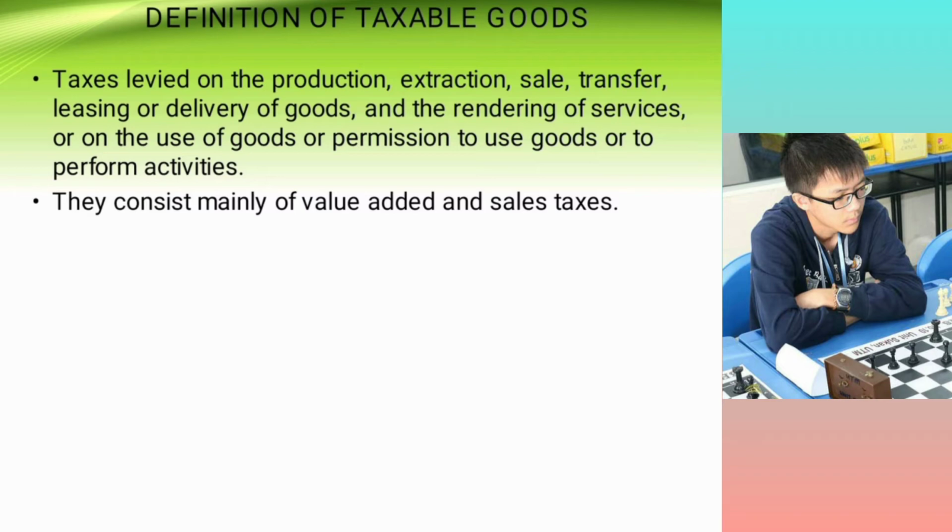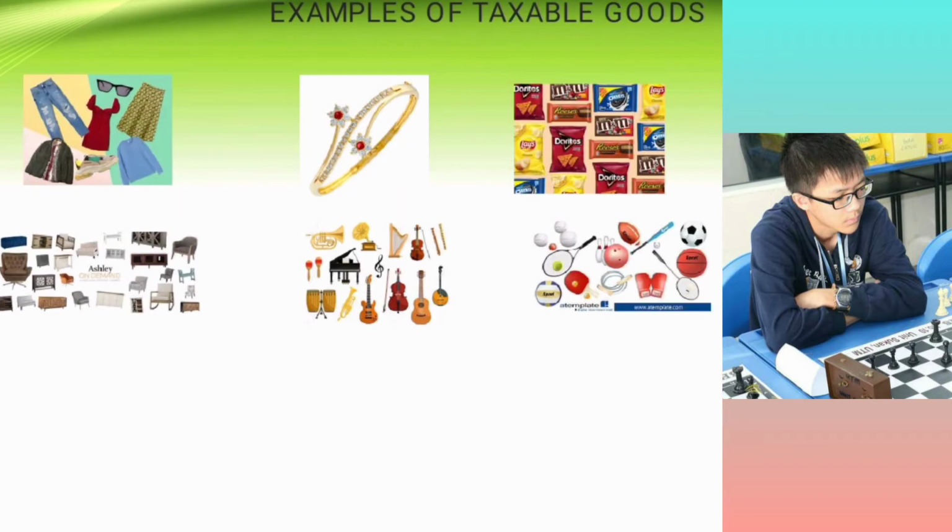There are some examples of taxable goods. For example, clothing, snack food, repair, food and beverage, automobiles, furniture, building materials, alcohol, equipment, tools, toys, musical instruments, and sports equipment. Okay, done.